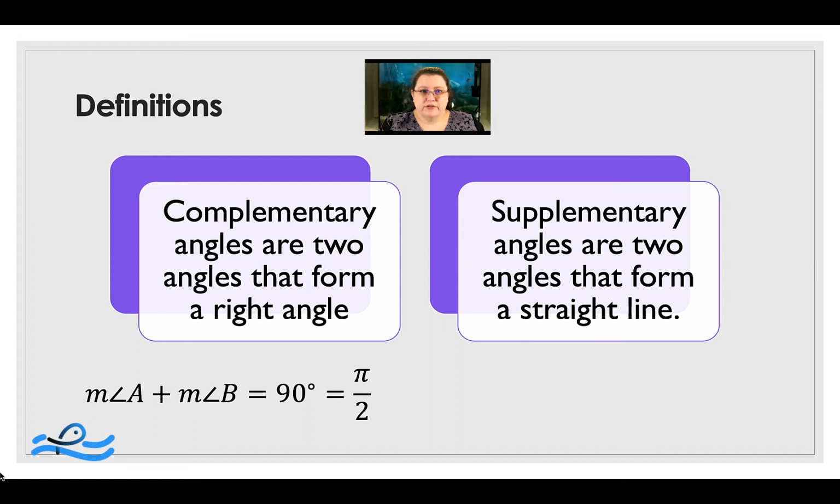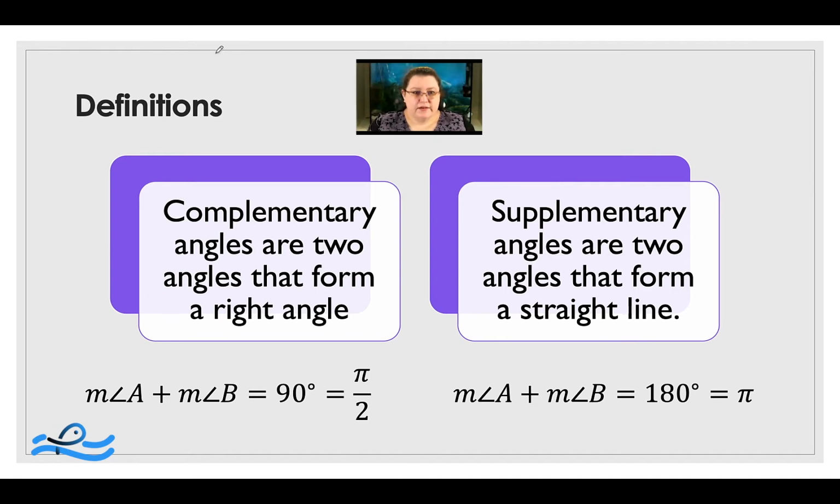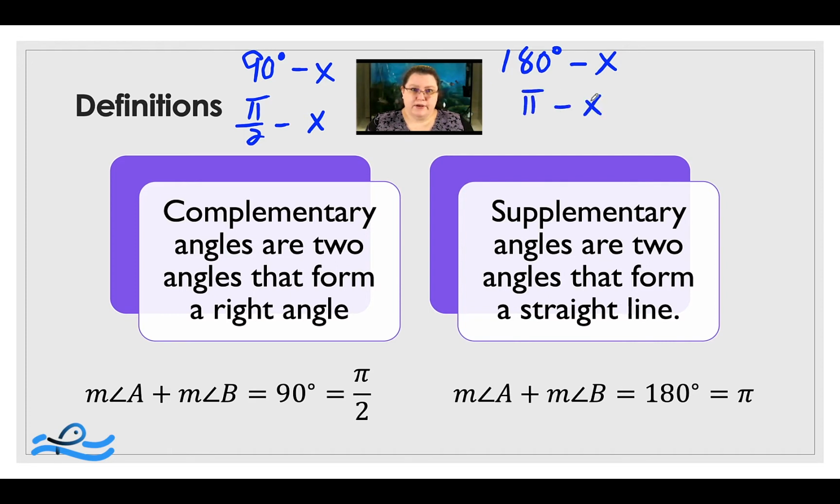Two supplementary angles are angles that together form a straight line. That means when I add the measures of the two angles together, they add up to 180 degrees or pi. If I want to find the complement to an angle, then I'm going to do 90 degrees minus that angle, or pi over 2 minus the measure of that angle. If I want to find a supplement to an angle, I'm going to do 180 degrees minus the angle measurement, or pi minus the angle measurement.